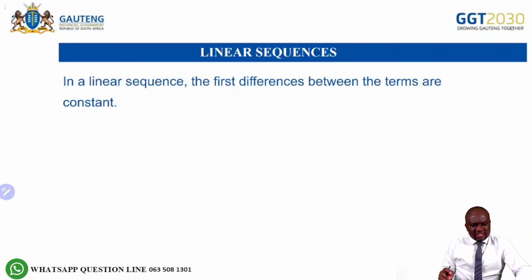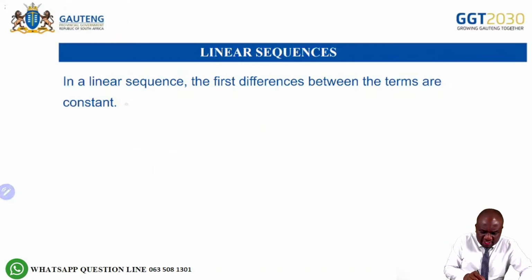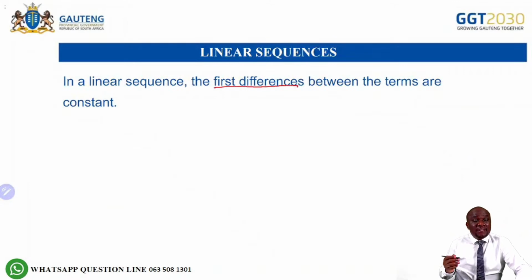Right, a linear sequence. I want us to understand what a linear sequence is now. In a linear sequence, the first differences, I'll say the first differences, because later on, in other grades, you're going to talk about other differences, which are not the first differences. There's the first difference, and then second differences like that, okay? So that's why I'm using the first differences, not just differences. The first differences between the terms are constant.